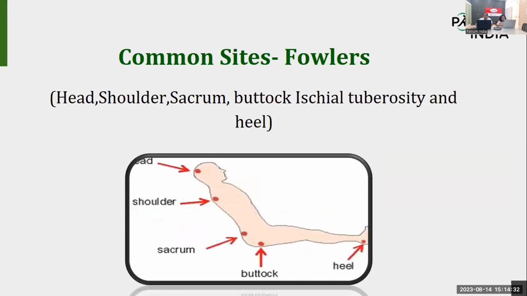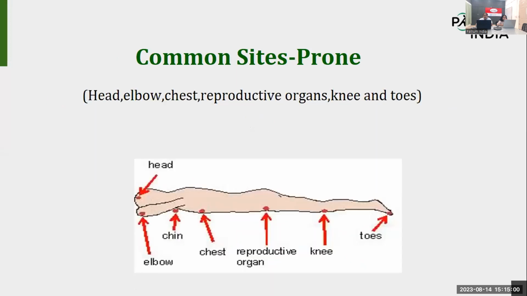Then this is the semi-Fowler's position. A patient in the last stage of lung cancer will have respiratory distress. At that time, when we give a supine position, we have to be extra conscious about the bony prominent areas that can lead to pressure ulcers. Head, shoulder, sacrum, buttock, ischial tuberosity and heel are the areas where the patient can get a pressure ulcer.